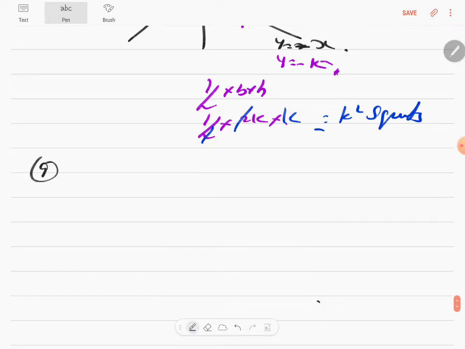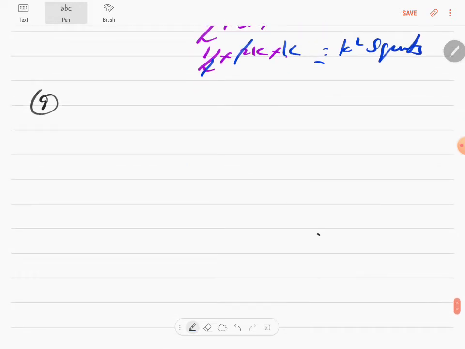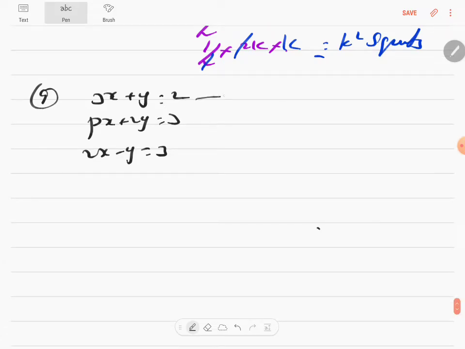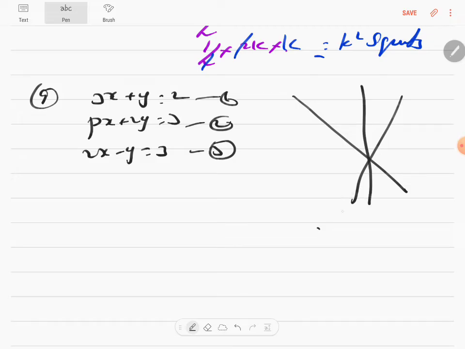Next question is the 9th question. There are 3 equations given. 3x plus y is equal to 2. px plus 2y is equal to 3. And then 2x minus y is equal to 3. There are 3 equations which have been given. Can you see that we can solve? They are saying that they are intersecting lines or concurrent lines. Concurrent or intersecting lines means they all meet at the same point.